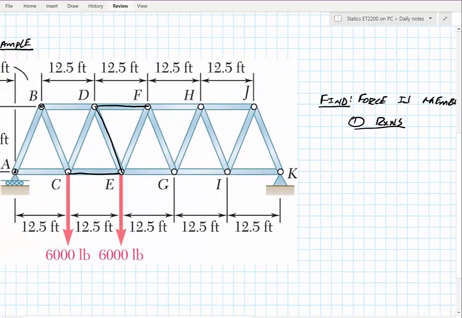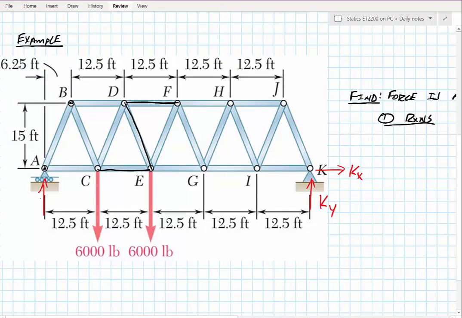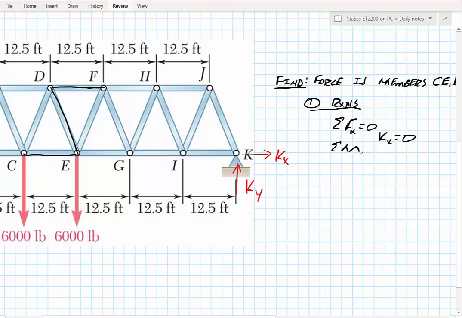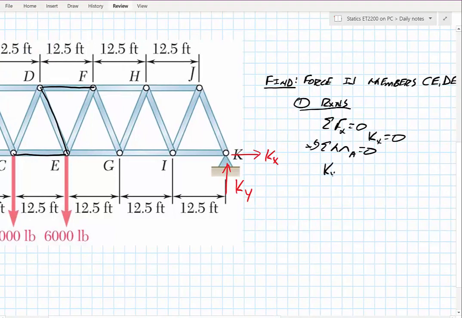I know that I have a pinned connection at K, so I'd have some kind of K in the Y direction, some kind of K in the X direction, and at A, I'd have some kind of A in the Y direction. So, to begin with, we could just say sum of the forces in X equals 0, so that Kx is equal to 0, knock that out of the way. And then let's do the sum of the moments about point A is equal to 0.